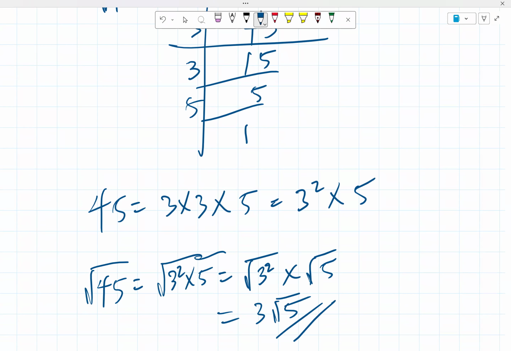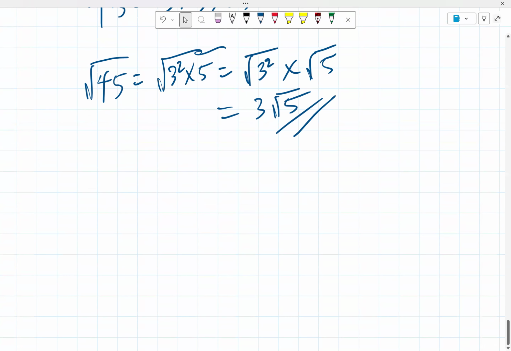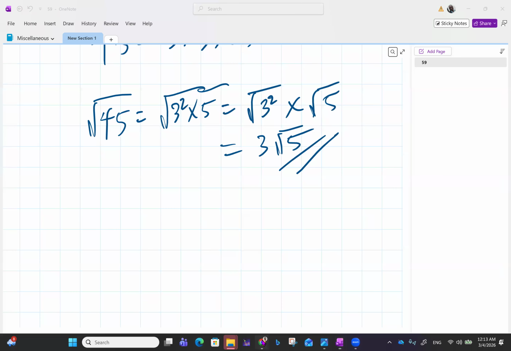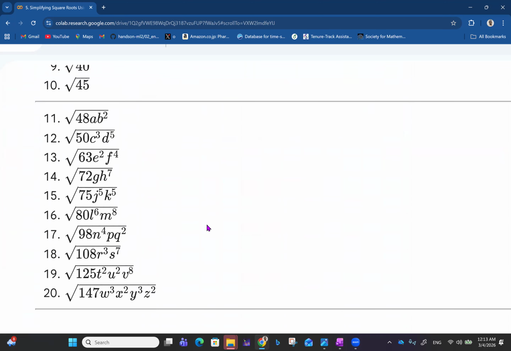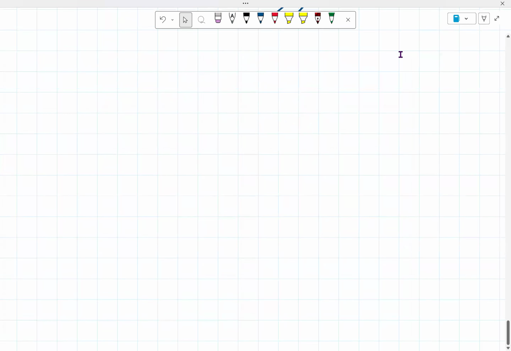And that's it. So we look at 11 to 20 and see what else we can do there. All right. So for 11 to 20, I think I'll take question 16 and question 20. 16 is square root of 80 L6 M8.